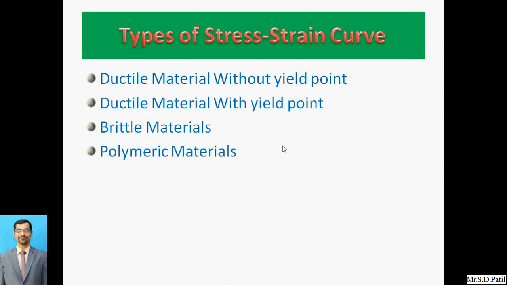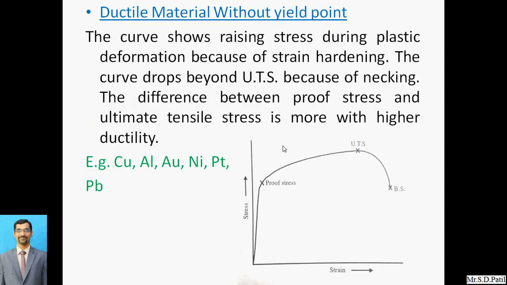So the ductile material without yield point, then second is the ductile material with yield point. For some materials a yield point is generated, even though it has ductility, but for some ductile materials the yield point will not be there. Then the stress strain curves for the brittle material and the polymeric material are of a different kind. That portion we will see in this particular slide.